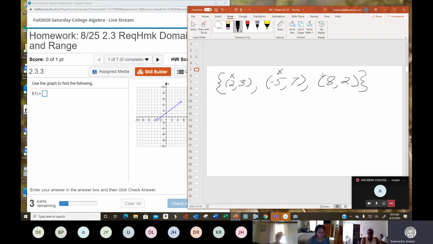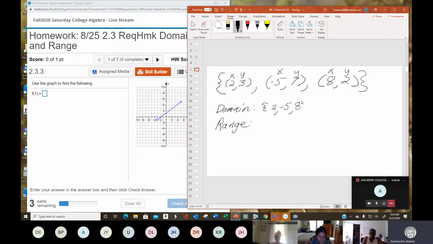Okay, the x coordinates are 2, -5, and 8. And the y coordinates are 3, 7, and 2. So the simplest example of what domain is and what range is: the domain is going to be the set just containing the x coordinates, but not the y coordinates. So 2, -5, and 8.